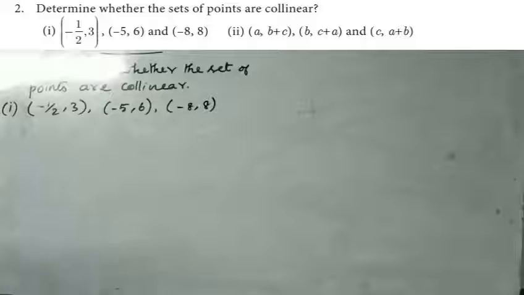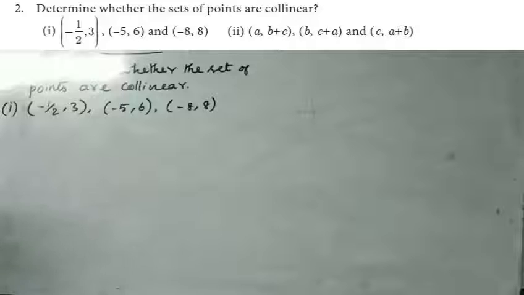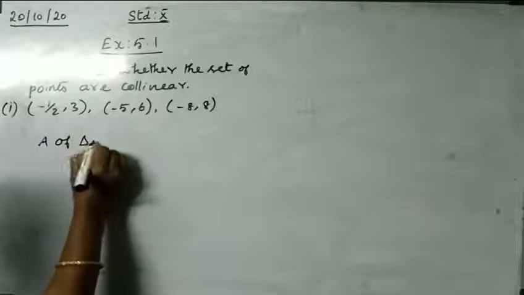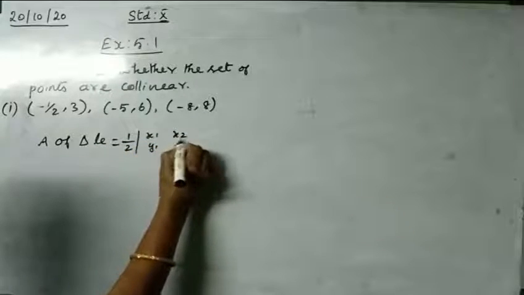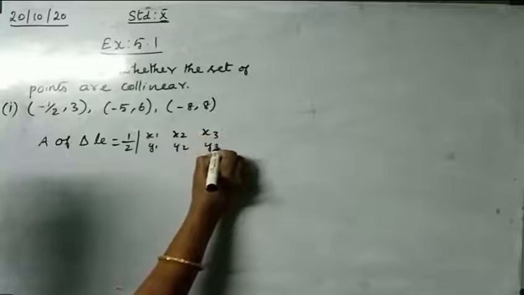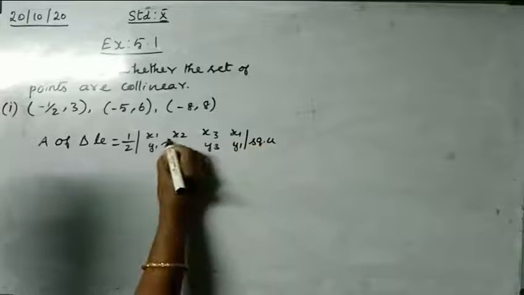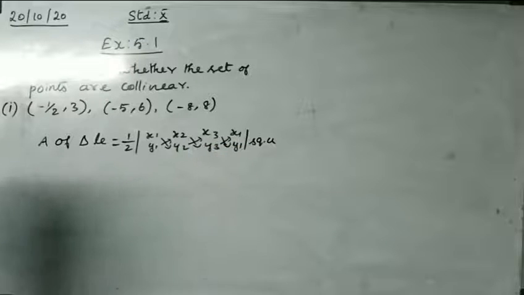Since we are going to find whether the points are collinear, there is no need to trace the triangle, because we don't know whether it forms a triangle or not. So straight away we can go to the formula. Find the area of the triangle. The area of a triangle formula is 1 by 2 times the determinant of x1 y1, x2 y2, x3 y3 and x1 y1, in square units, taking cross multiplication.